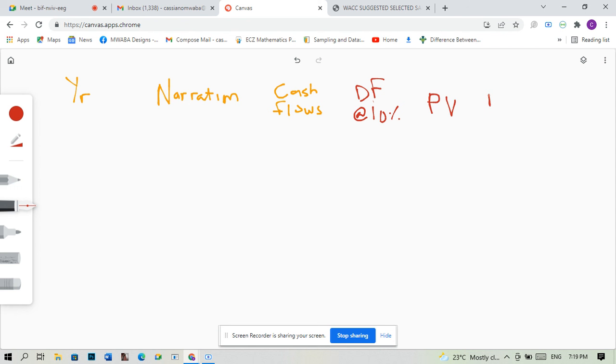Then again, we're going to have another column for the discount factor, but this discount factor in the second column is going to depend on whether this present value is negative or positive. If our first present value is negative, we're going to have to divide our discount factor by 2. But if the present value we find is positive, we're going to multiply this discount factor by 2.